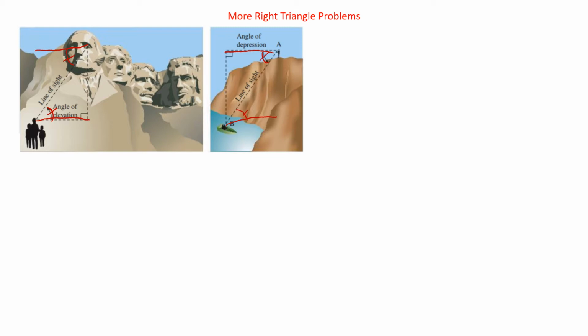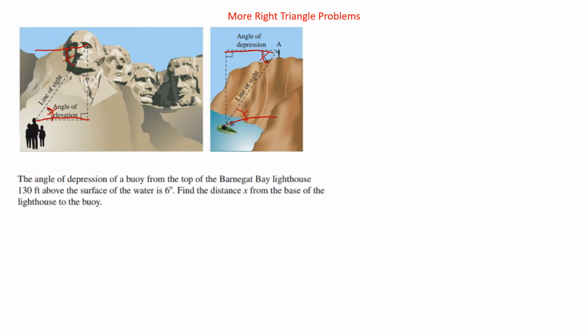Now sometimes it makes sense to draw it one way or the other. Like these two both make sense drawn as they are. However, that doesn't always work out as well. For instance, the angle of depression to a buoy from the top of the Barnegat Bay Lighthouse, which is 130 feet above the surface of the water, is 6 degrees. Find the distance x from the base of the lighthouse to the buoy.